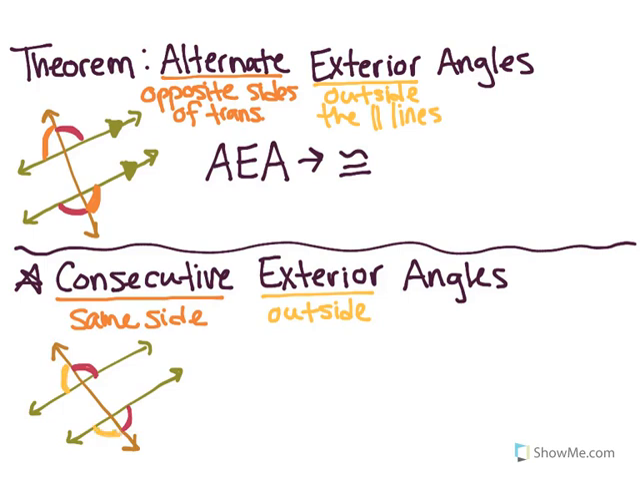Okay, now the special quality that consecutive exterior angles have is that these are also supplementary. They also add up to 180 degrees. So these are all the different kinds of special angles that we have. So let's take a look at a quick example.